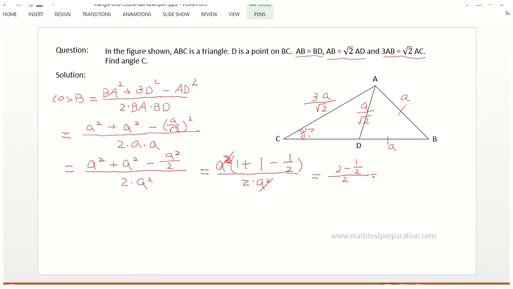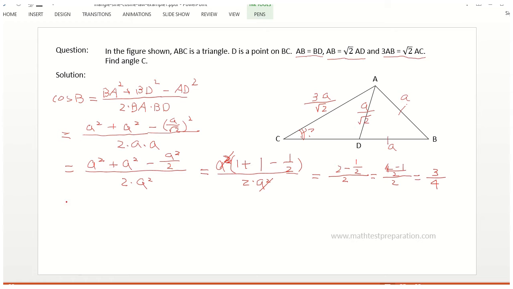This equals half of 4 subtract 1, divided by 2. This equals 4 subtract 1 is 3, divided by 4. So we get cosine B is 3 divided by 4.